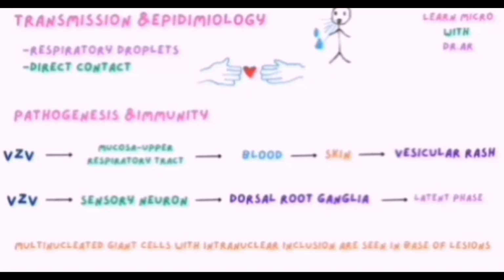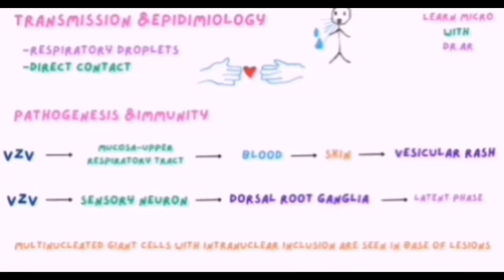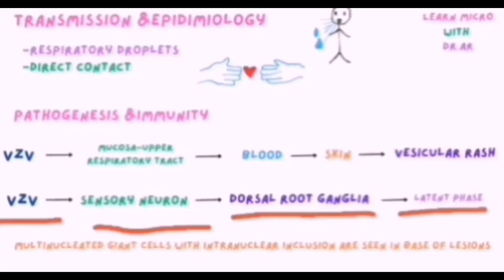If you talk about the pathogenesis, the Varicella Zoster virus will enter through inhalation into the mucosa of the upper respiratory tract. Then it will invade the blood. From blood it will reach the skin and will cause a vesicular rash. Multinucleated giant cells with intranuclear inclusions are seen in the base of the lesion. The other way is that Varicella Zoster virus reaches the sensory neuron, and you know that sensory neurons have dorsal root ganglia, so they invade there and remain latent there, and they get activated again when the person gets immunocompromised.